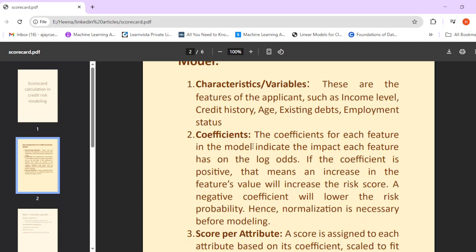So if the coefficient is positive, that means that particular feature's value is leading to an increase in the risk score. And if the coefficient value is negative, it indicates that the feature is decreasing the value and will lower the risk probability. So normalization is necessary before modeling. We have to normalize the features. Otherwise, consider that income will be in thousands and lakhs, whereas age will be a small number. Though these might have good influence on the prediction, if we do not scale them, then income is always going to overpower age, so normalization becomes very important. We have to scale them so that they all come to a similar scale.